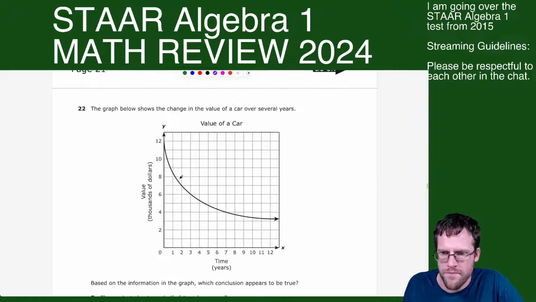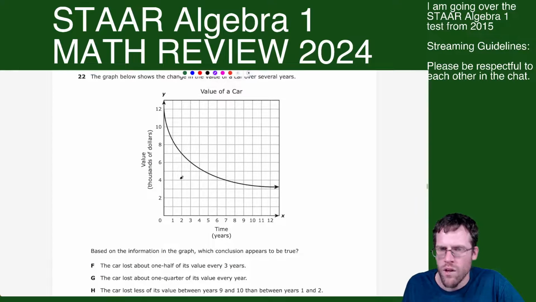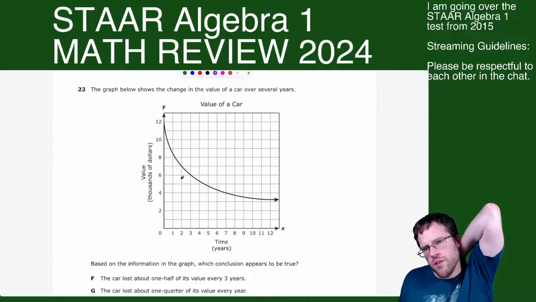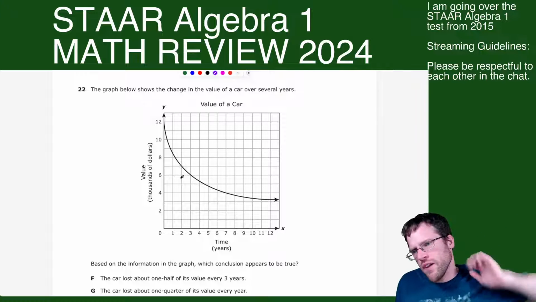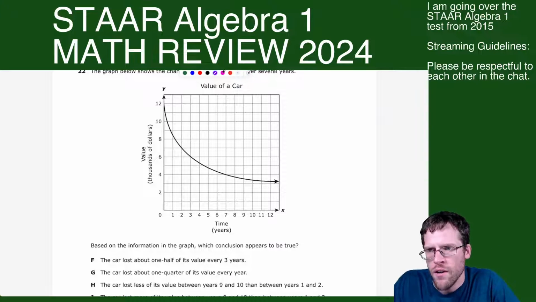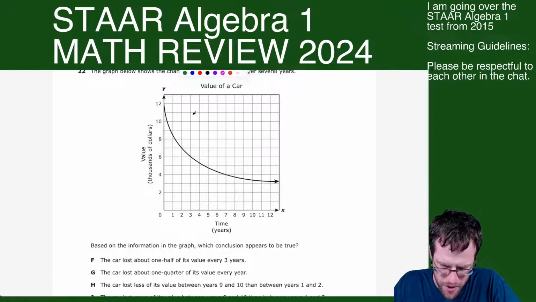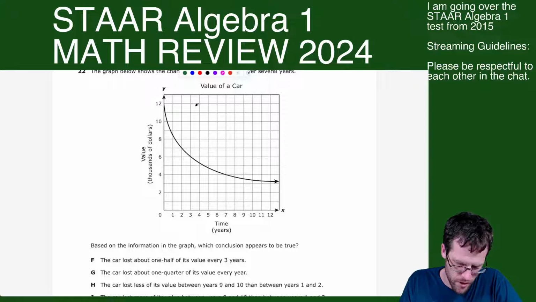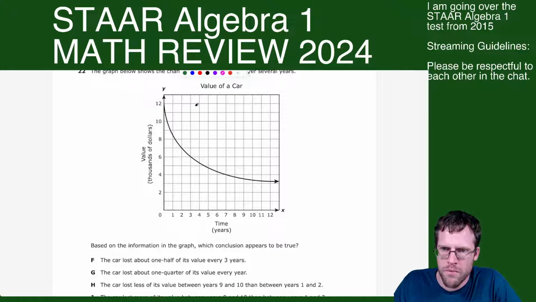So moving on. Question 22. We have the graph below, shows this change in the value of a car over several years. So yeah, you buy a car, which probably doesn't apply to anybody here. Probably didn't buy a car yet if you're in algebra. If you did, then awesome. Like, tell your story one day about being a prodigy.